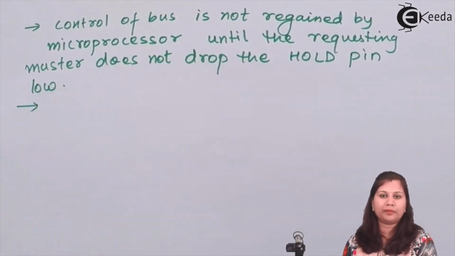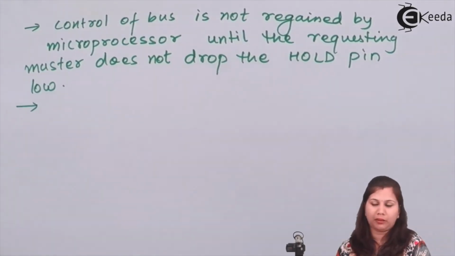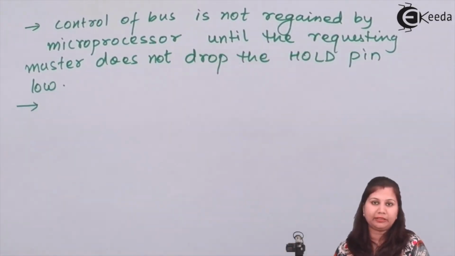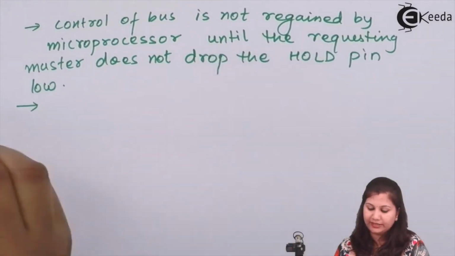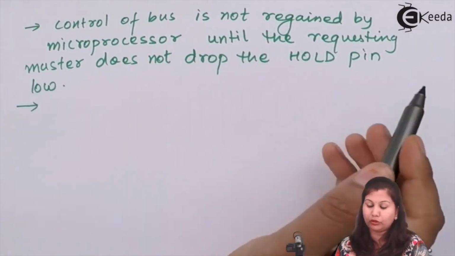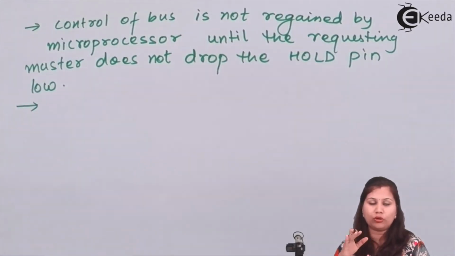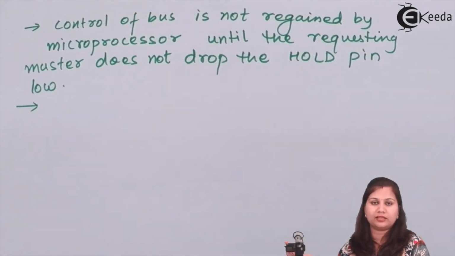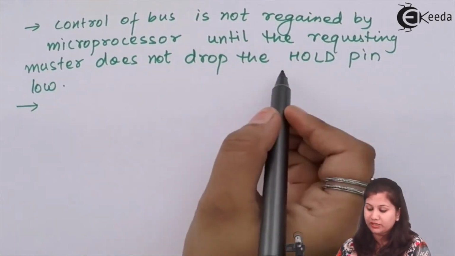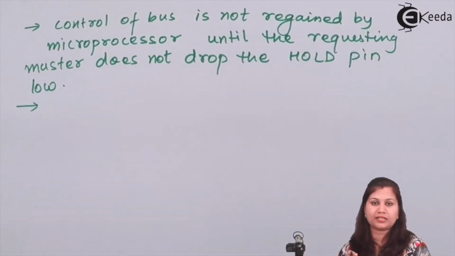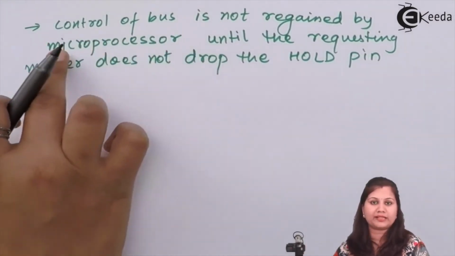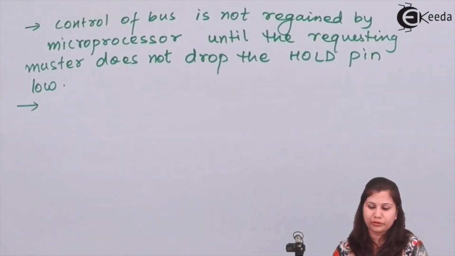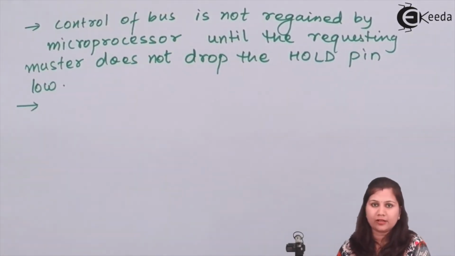Now when the control of the buses is given to the other master, it will not be regained by the microprocessor until and unless the requesting master drops the hold pin low. If this hold pin is high, then the buses will be under the control of the other master, the other controller. When this hold signal is dropped by that requesting master, then only will the control of buses be regained by the microprocessor. And when the microprocessor regains the control, then the hold acknowledge signal will be made low in the next clock cycle.